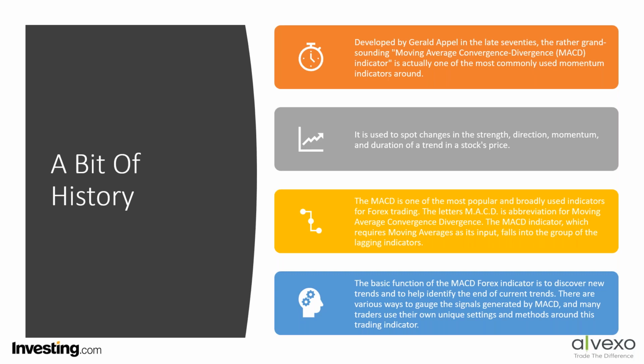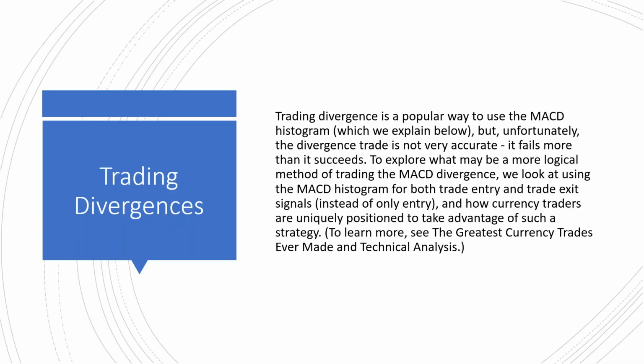The basic function of the MACD indicator is to discover new trends and help identify the end of the current trend. There are various ways to gauge the signals generated by MACD, and many traders use their own unique settings and methods around this trading indicator.